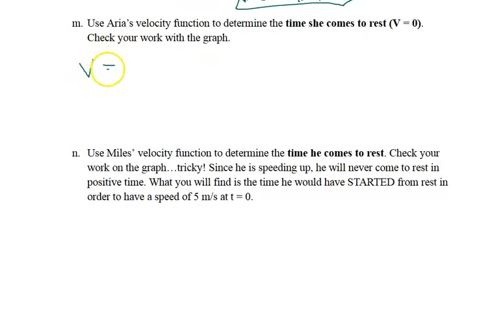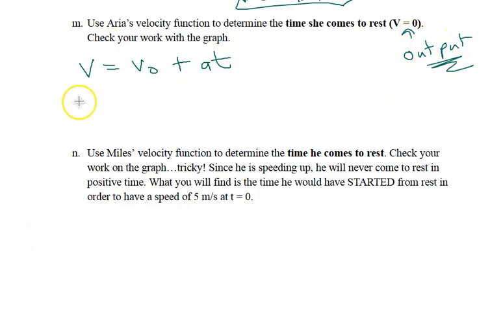So her velocity function, this coming to rest means the output of the function is 0. That's where she is. She's not moving. Okay, so be careful. There's two different V's, right? There's the output and the initial.